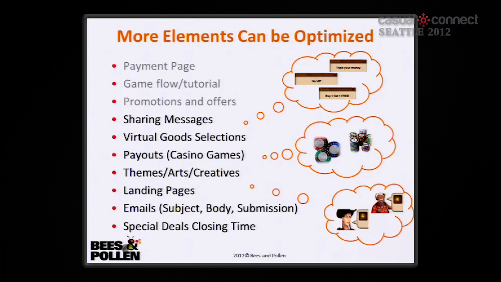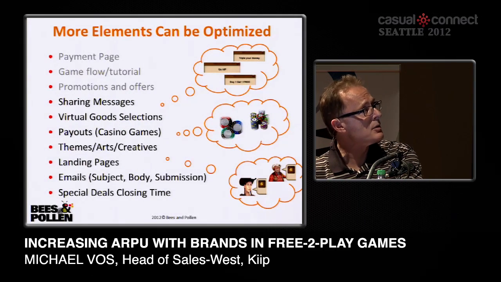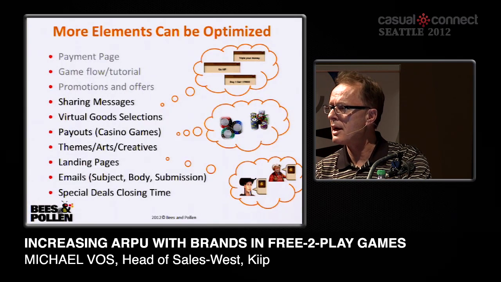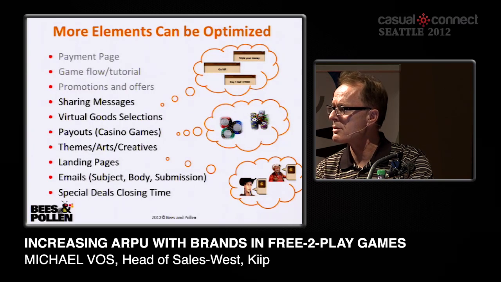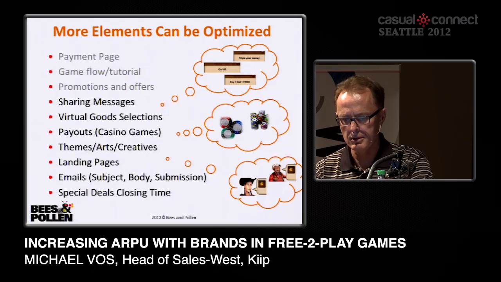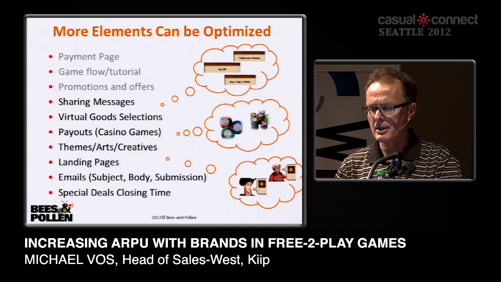Much the same. There are many other elements that can be optimized. If you take a look here, we talked about the first three, but sharing messages, virtual goods selection, payouts, if you have a casino game, for example, on that, would you rather have frequent small wins or infrequent large wins? Which one produces a better result? So it's pretty apparent that we need to start optimizing in order to select the right options that maximize our result. And is it just one option or is it more? These are the questions that we'll try to answer here.